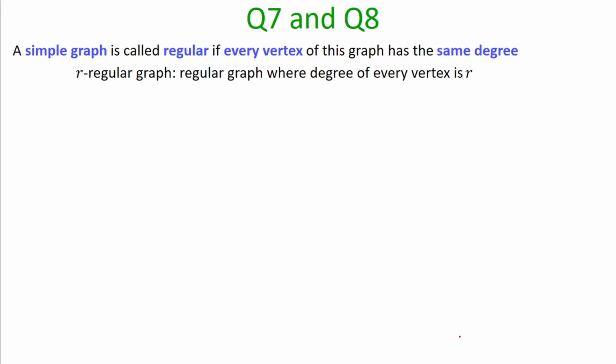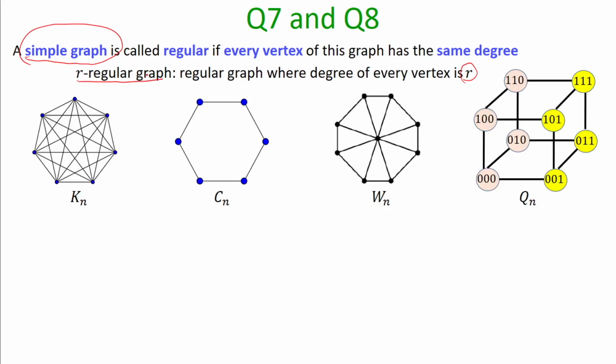Then let's see question number 7 and 8. A simple graph is called regular if the degree of every vertex is the same. And if the degree of every vertex in a simple graph is some value r, then we call such a graph an r-regular graph. Okay. So here you are given a few graphs and we have to find out which of these graphs are regular and which are not. So Kn is a regular graph because in the complete graph with n nodes, the degree of every vertex is n minus 1.